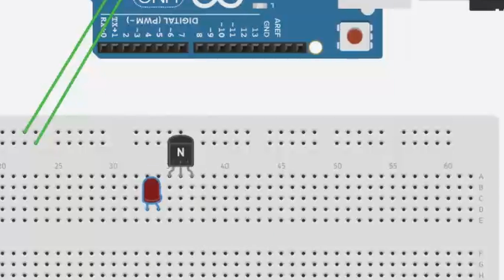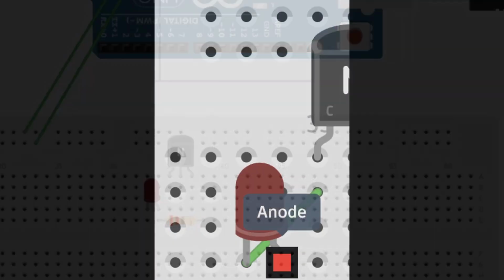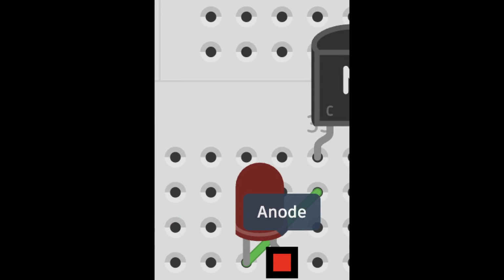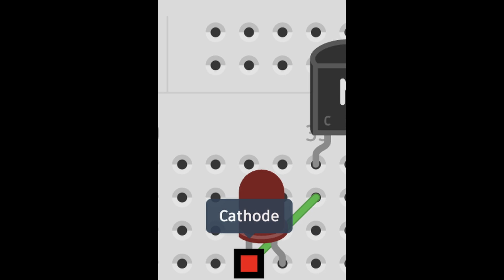Okay, next we place the LED on the breadboard. The LED has an anode and a cathode. The anode is the positive side of the leg. It's the longer leg on the physical LED. That's how you identify it. The cathode is the negative side. It's normally the shorter leg. Also, the plastic body of the LED has a flat edge on the cathode side.